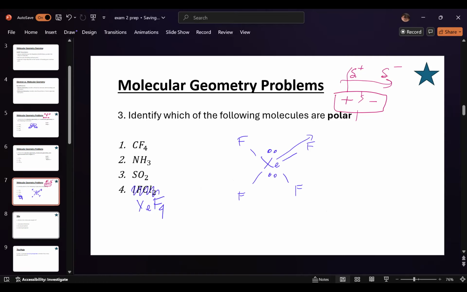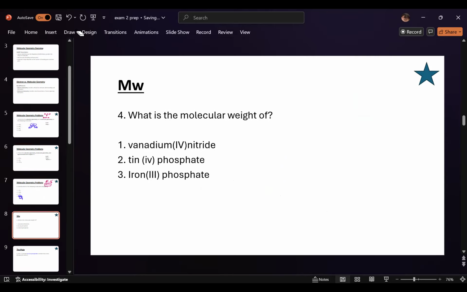So electronegativity will flow this way towards the fluorine for all of them, because it's the same fluorine. And you're like, okay, well, this cancels out because they're opposite of each other. This cancels out because they're opposite of each other. Then you have the lone pairs, and you're like, what the heck do I do with this? They're also canceling each other out. So you see here, all right? So non-polar.